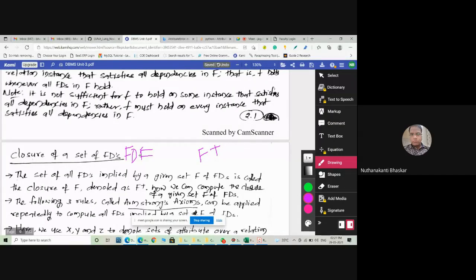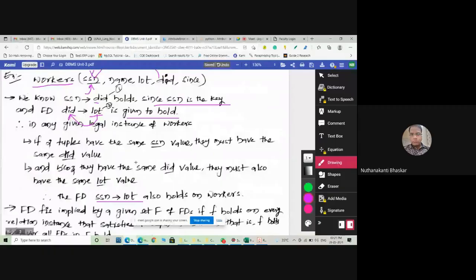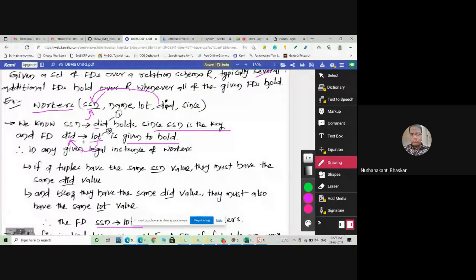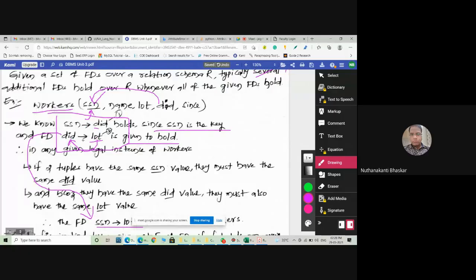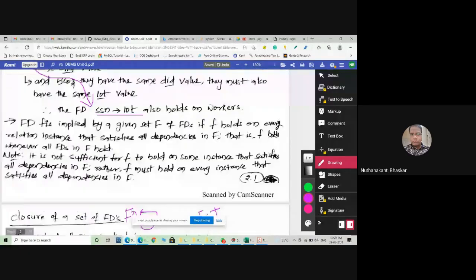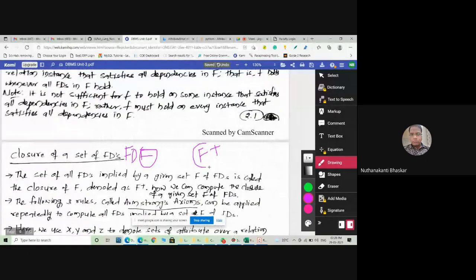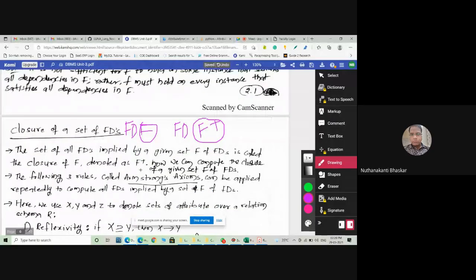Here, when you extract, SSN determines DID and DID determines LOD. Based on these two, you extract one new functional dependency. If this functional dependency is not there in the relation, but these two functional dependencies are there, and you extract this new one from them, that is called the closure set of functional dependencies, denoted with F plus. Are you clear? Yes, sir.